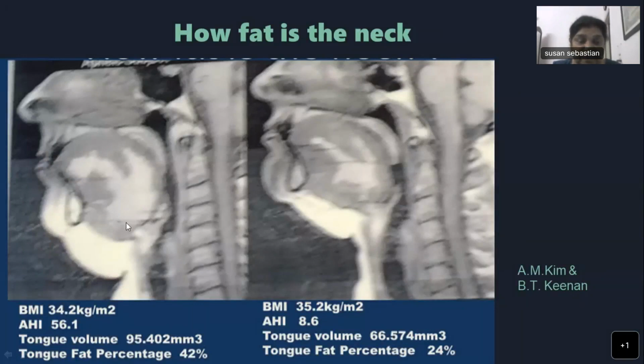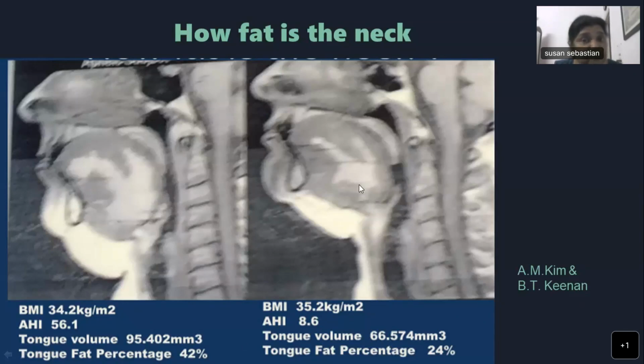So look at these two patients. This is a patient with a similar BMI. This is 34, 35. But this patient is an OSA patient with an AHI of 56, and he has got a very mild obstruction with AHI of only 8.6. Tongue volume in this patient is very much increased at 95 millimeters cube, and in this patient it is only 66.5 millimeters cube. And the fat percentage is 42% in this patient, whereas you can see the fat deposited here also, and it is only 24% in this patient.